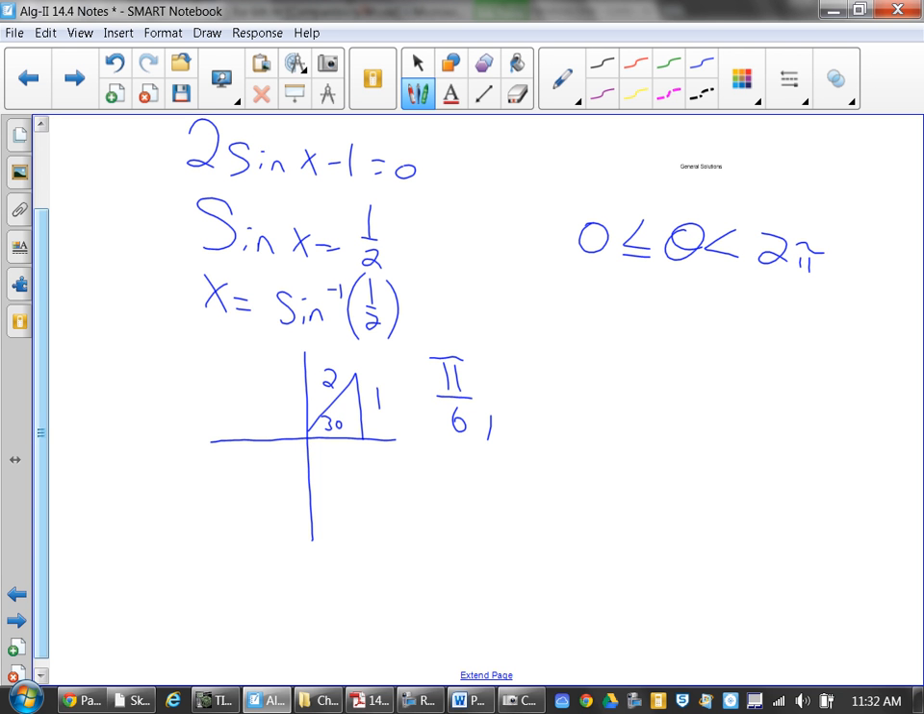where your angle value is between 0, including 0, through 2 pi. What that means is list all the angles that have that sine value that's equal to a half.